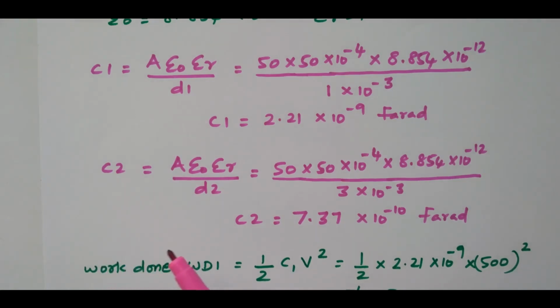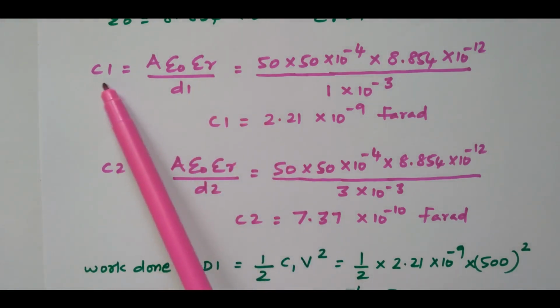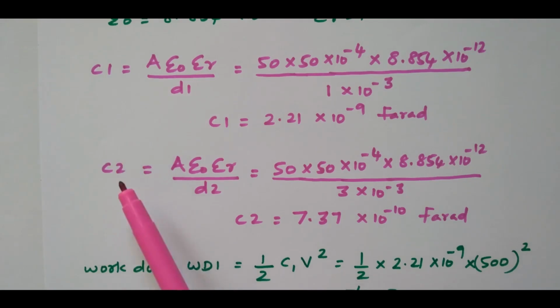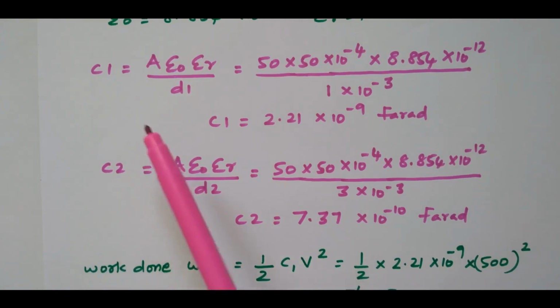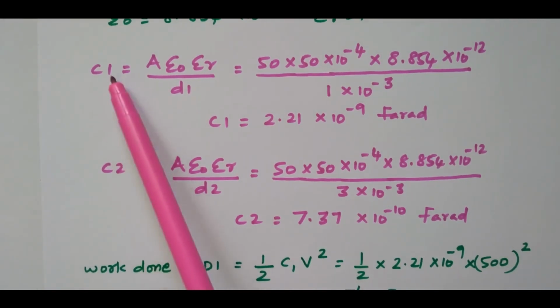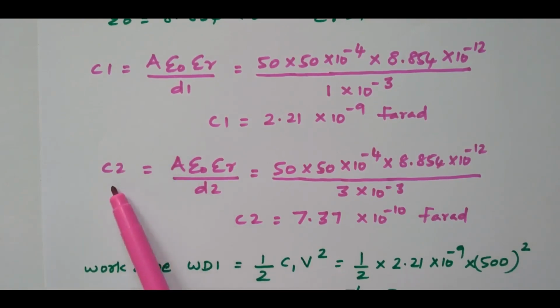So we have the distance from 1 millimeter to 3 millimeter. First, we consider 1 millimeter, we can calculate the C1 value. Then we'll consider 3 millimeter, we can calculate the C2 value. So that's C1, C2. This one uses 1 millimeter, this one uses 3 millimeter.